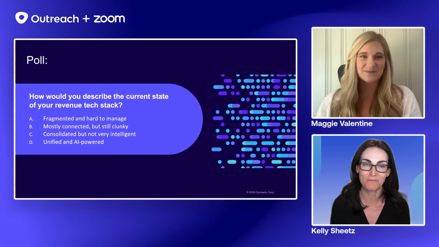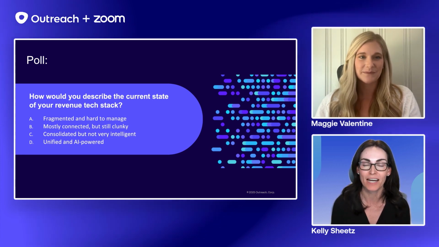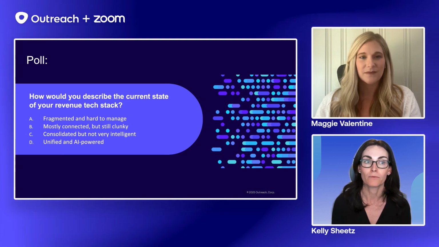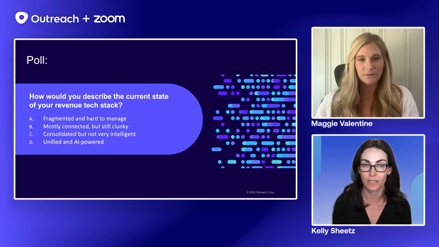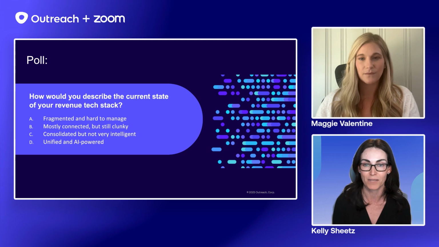I would very much put ourselves in the B category, mostly connected, but still pretty clunky. Again, we are still sorting out and putting that foundation in place today. And as we work through that AI revenue strategy, it becomes even more important to ask, yes, they're connected, but what does connected mean? Simply connecting your systems doesn't drive the outcomes that you would necessarily be wanting.